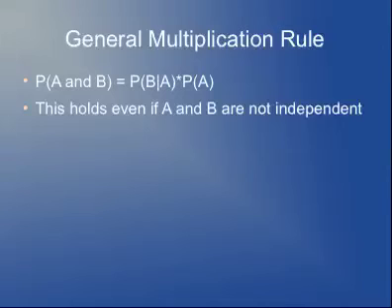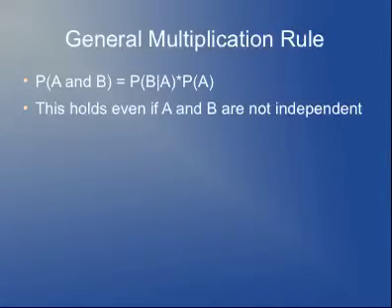And the general multiplication rule: say you want to find the probability of A and B. We know that's just equal to the probability of B times the probability of A if they're independent. If they're not independent, then the probability of A and B is equal to the probability of B given A times the probability of A. If you think about it, that makes intuitive sense: if you need both A and B to happen, then that's the probability, first of all, that A happens, then the probability that B happens given that A already happened.